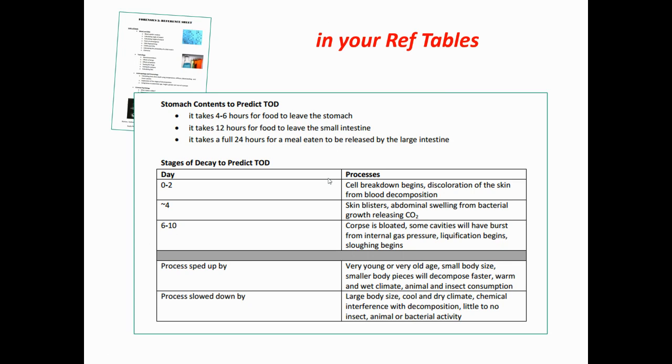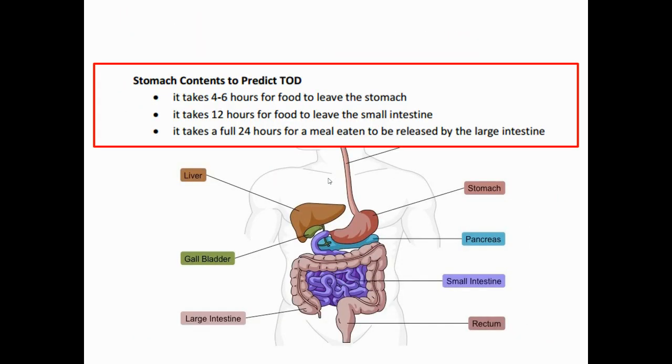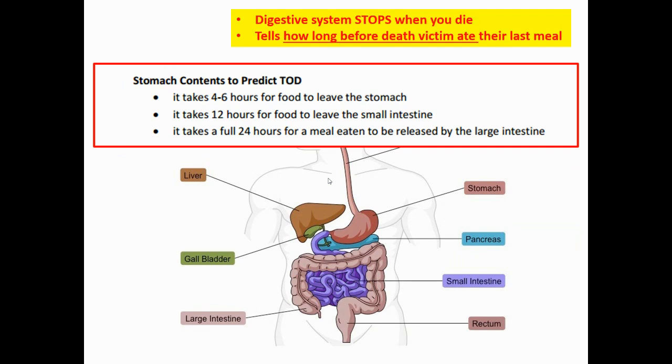Okay, I just want to point out something. In your reference tables, you've got a little section about stomach contents and stages of decay. These are pretty simple to use, but I just want to show you one or two things. When you're looking at stomach contents to make a prediction about time of death, we have these facts. Basically, your digestive system stops when you die. So the stomach and digestive system contents can tell you how long before death the victim ate their last meal.